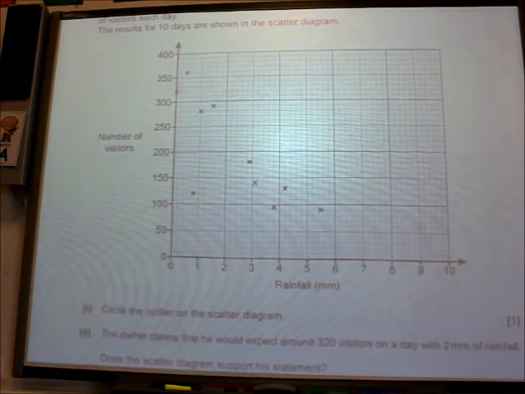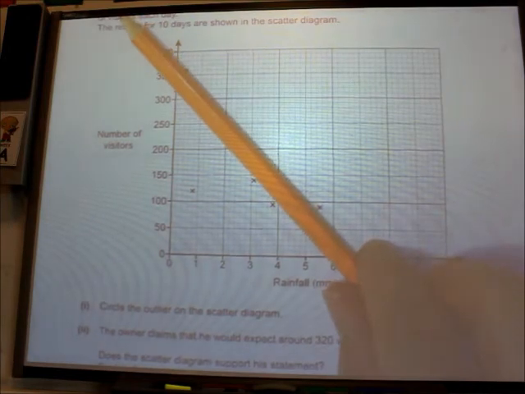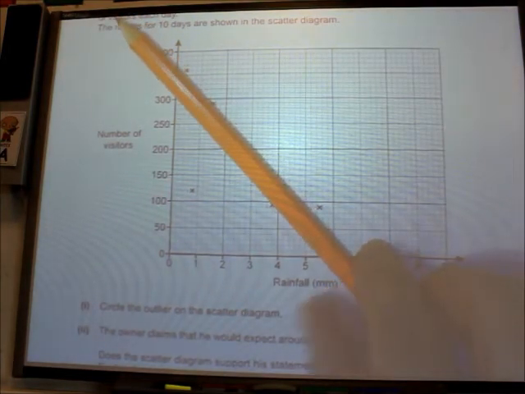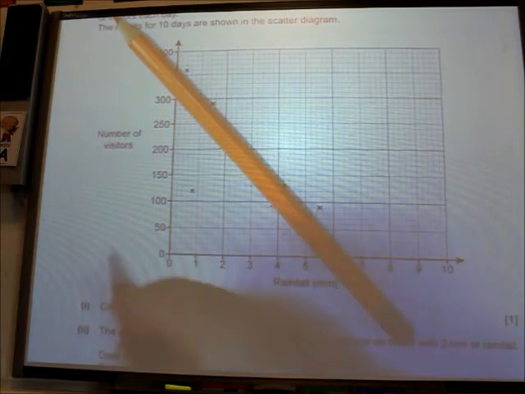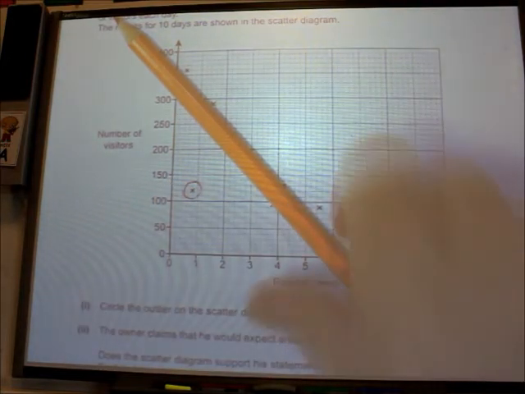Well, the outlier is one that doesn't really fit in with the general trend, and the general trend is going roughly where my pencil is. So is there one that is sticking out like a sore thumb? Yes, there is. It is that one there. That is the outlier in this case.